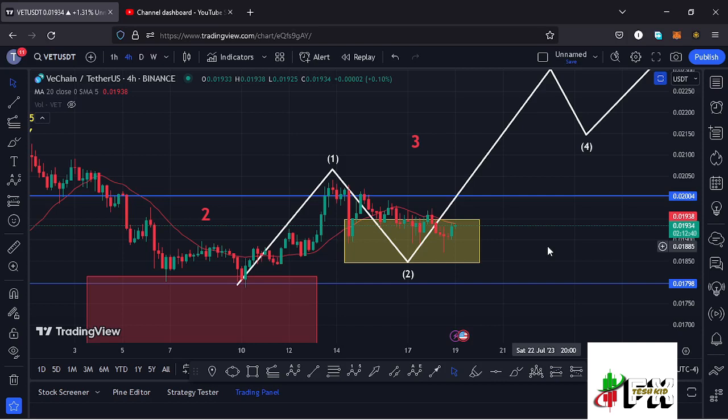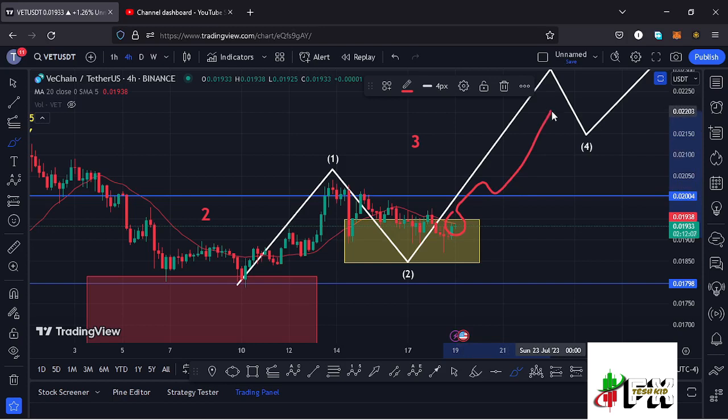At the time of this recording, Vechain is trying to break above the 20-day MA here on the 4-hour chart, which is now acting as a resistance. The moment you see a break above that and flip the 20-day MA into support, there are high chances that we can continue gearing up and see a break above resistance at around the $0.02 mark. And after a break above that, we can watch out for a successful retest before we continue gearing up.